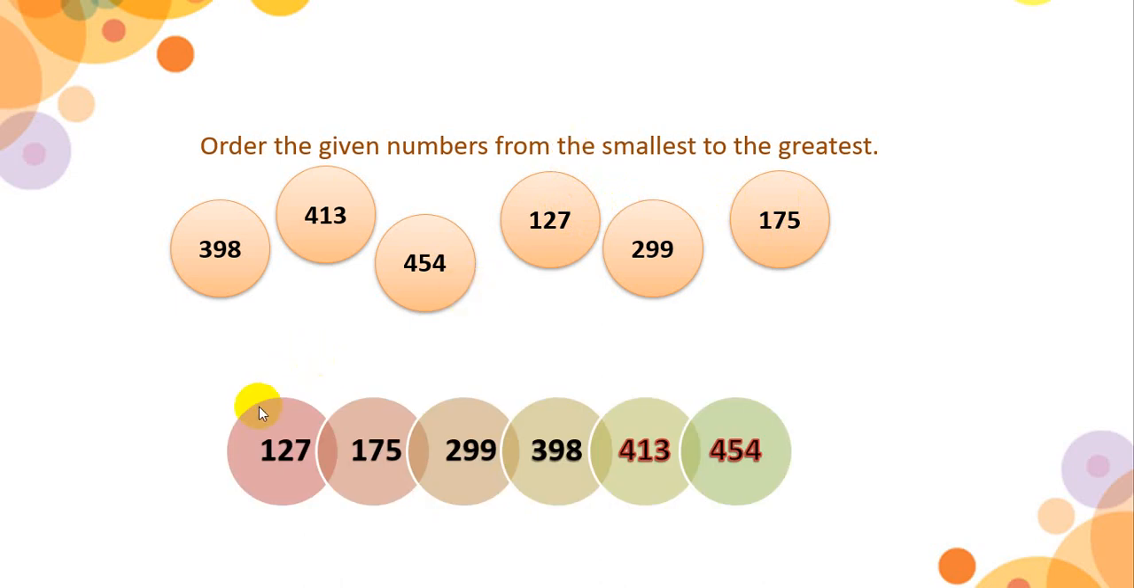Now we have arranged these numbers from the smallest to the greatest. 127, 175, 299, 398, 413, 454.